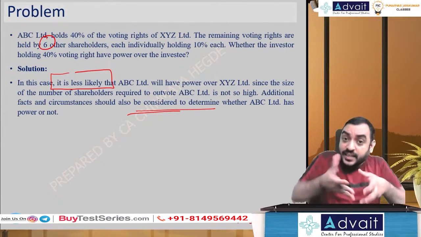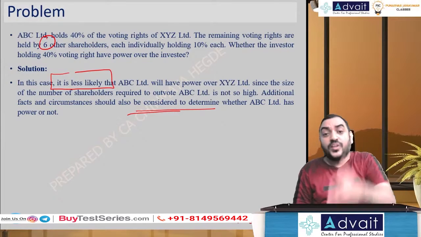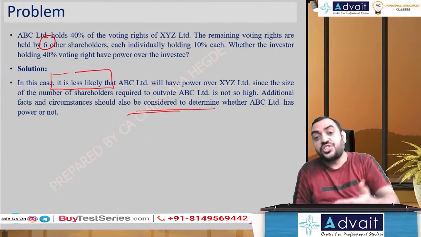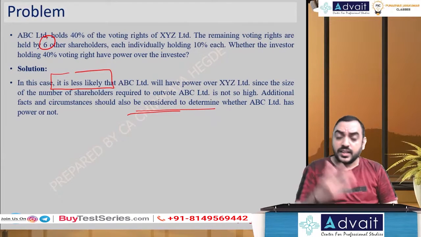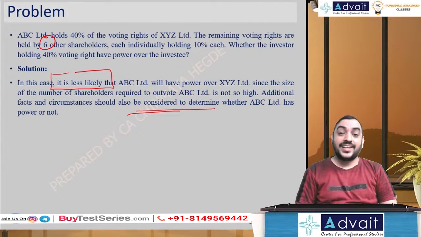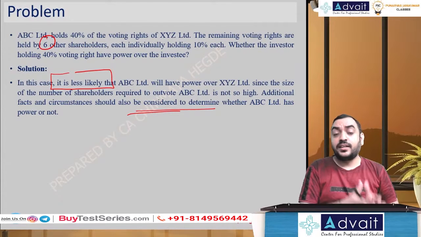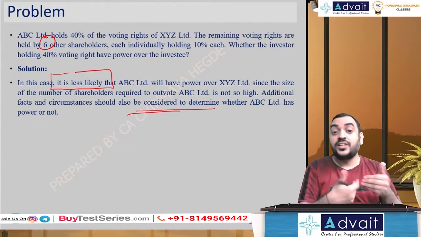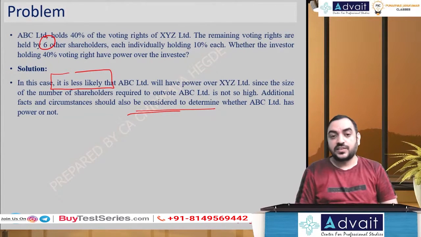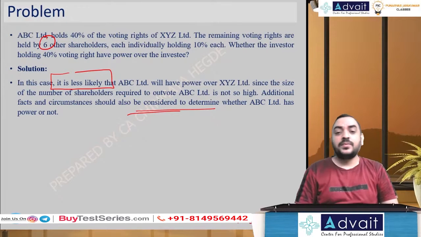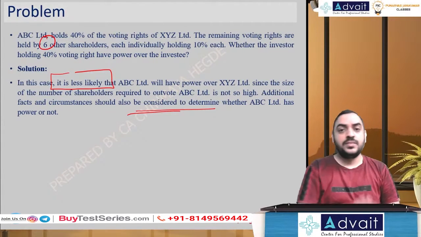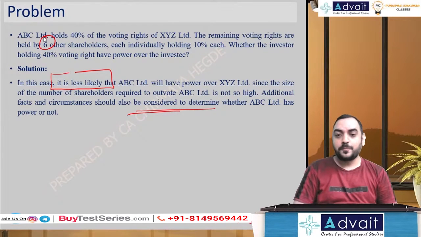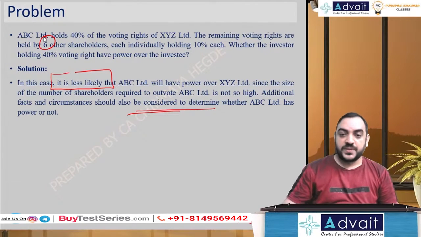So practically, in substance, ABC Limited with 40% would be sufficient to take decisions. But when only six people are there, it's unlikely ABC Limited can take the decisions on its own without consulting others. So you cannot say that ABC Limited has the power. It's unlikely ABC Limited will have complete power. Okay, let's go further.